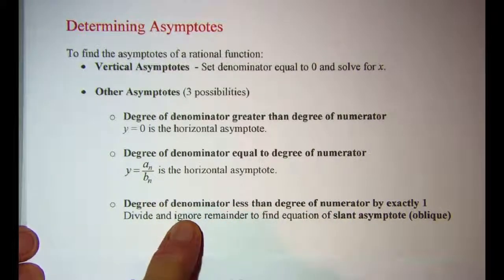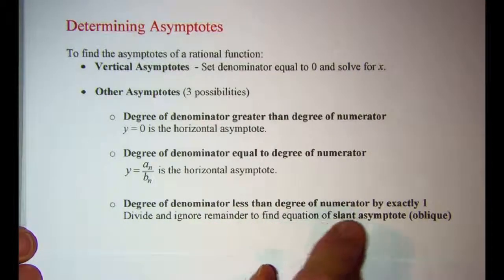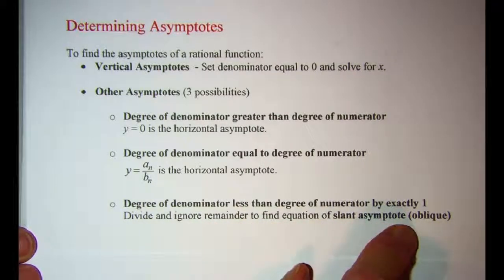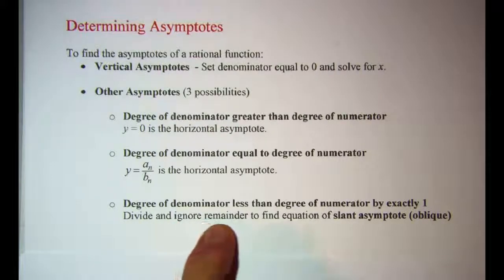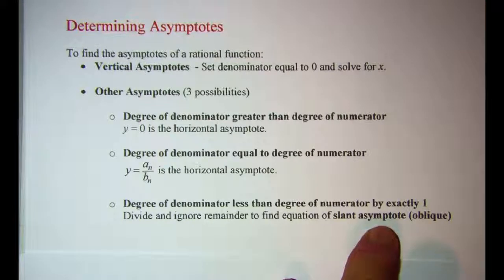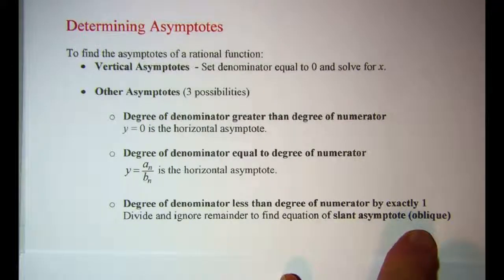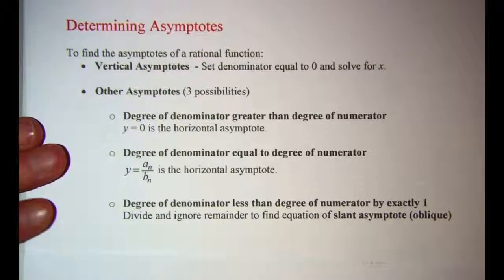And then if the degree of the denominator is less than the degree of the numerator by exactly 1, you will divide the numerator by the denominator and ignore the remainder. This will give you a slant asymptote, sometimes called an oblique asymptote. So let's look at a few examples.